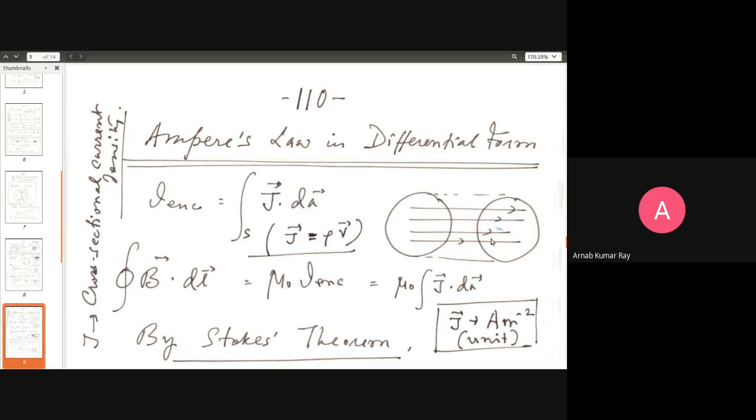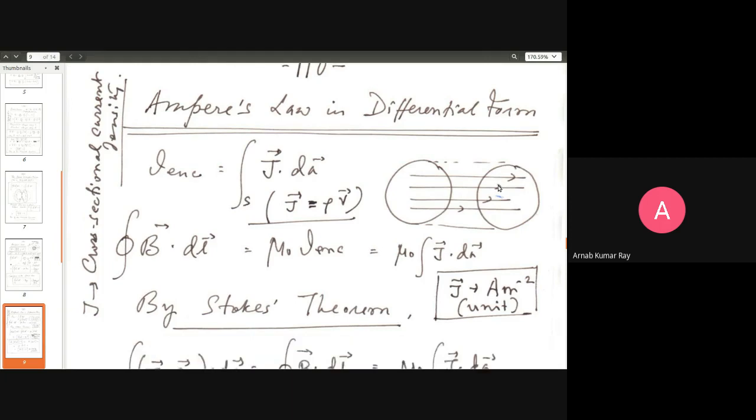So the area of this circular cross-sectional face, times the current flowing through unit area. Current flowing through unit area will have some value. If you multiply by the total area of the cross-sectional face, you will find the total current going through this loop. So current per unit area, what unit shall it have? What is its unit in the SI system? Ampere per square meter.